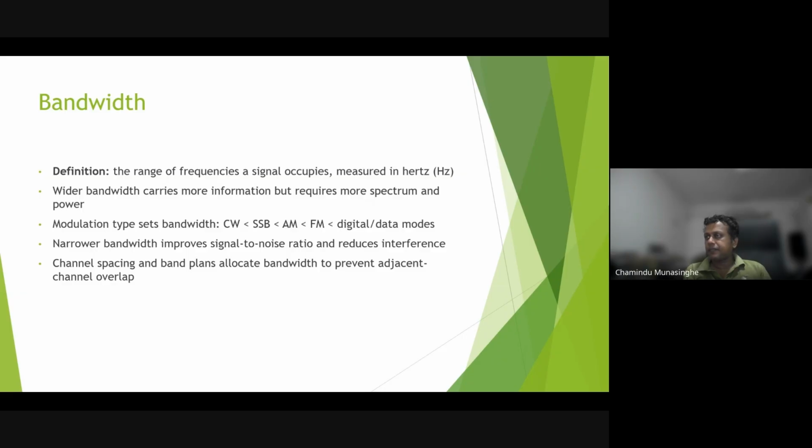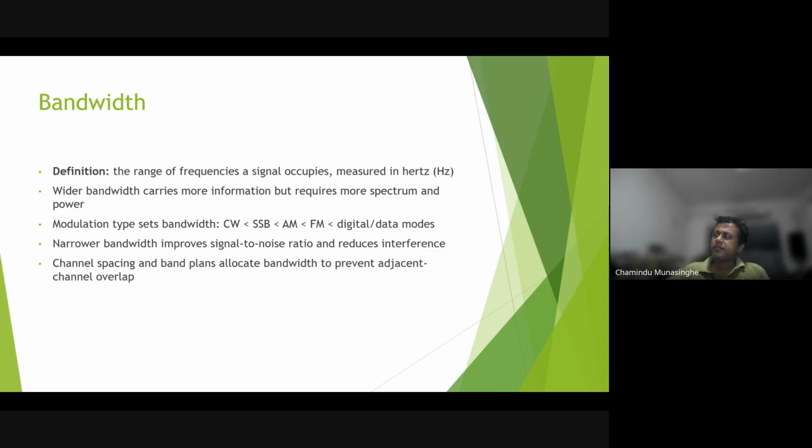So, I mean, we don't have to worry about this. Different modulation types occupy different bandwidths, like continuous wave CW, Morse code takes the lowest, and then SSB, single sideband, AM, and then FM takes more bandwidth, and digital data modes.